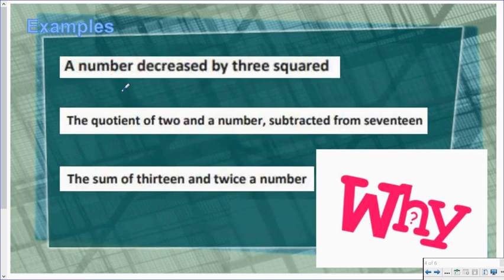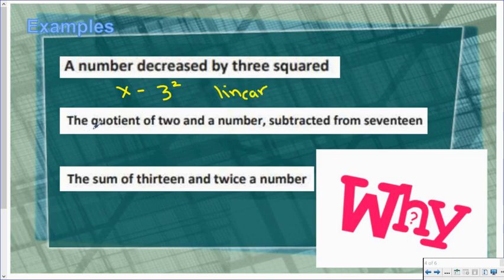Okay, so now we're going to incorporate what we learned from lesson 1 and then determine if that statement is linear or nonlinear. So we'll change this into symbols. We have a number decreased by 3 squared. So we're going to have x minus 3 squared. Okay, and now I'm going to focus on my variable, my x, to determine if it's linear or not, and this one is linear.